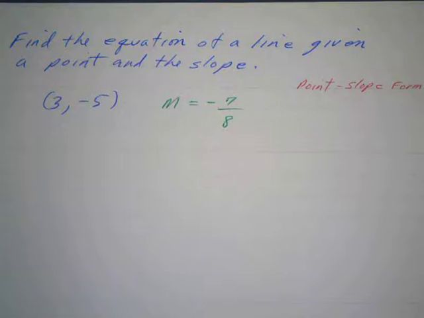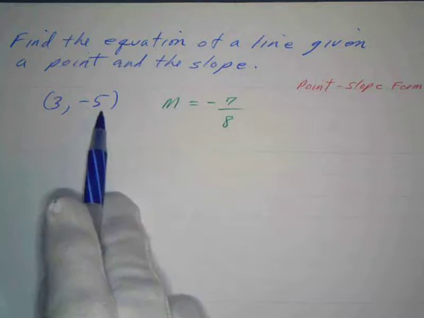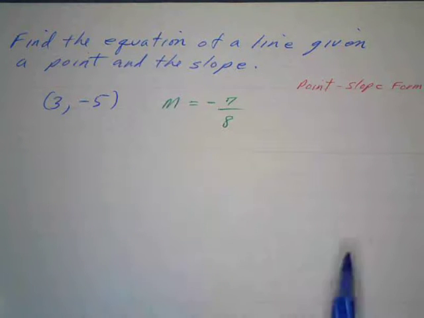Okay, this is a very important problem. Find the equation of the line given a point and the slope. Lots of times we were doing this. So we're given a point. The line goes through (3, -5), and the slope m is equal to -7/8.